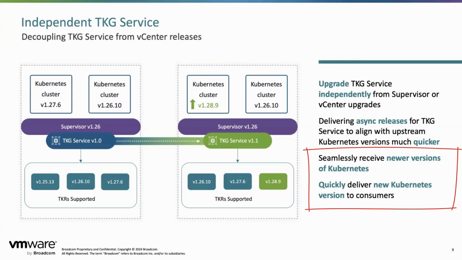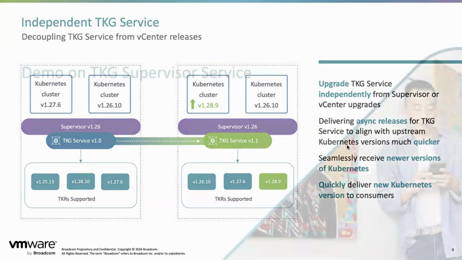Yeah, this is really good. As it is decoupled, like you said, we don't need to wait for a new version of vCenter Server to upgrade to the new version of Kubernetes clusters, right? Yep, so it gives really good autonomy to the developers or Kubernetes administrators. Yeah, this is nice. All right, so let's take a look at this.